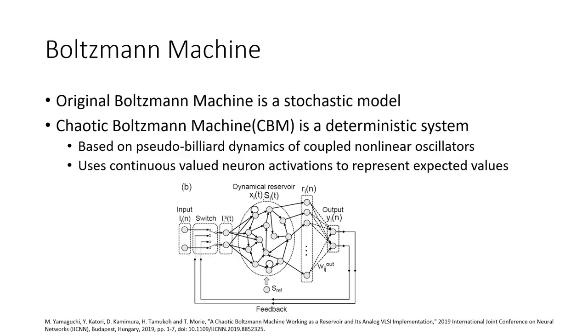Next up, we'll go into the Boltzmann machine. Boltzmann machines come in different flavors. There's the original Boltzmann machine, which is a stochastic model, and then there's the chaotic Boltzmann machine, which is a deterministic system. The deterministic systems in general are based on pseudo-billiard dynamics of coupled nonlinear oscillators, and they use continuous valued neuron activations to represent expected values. So you have this pool that they try to model after brain synapses, and they use weights to decide how it'll go around the pool.